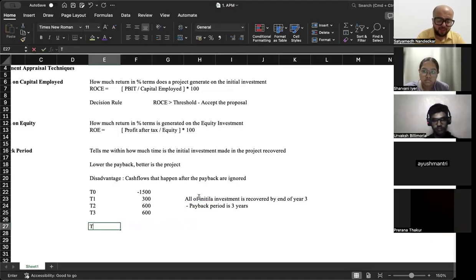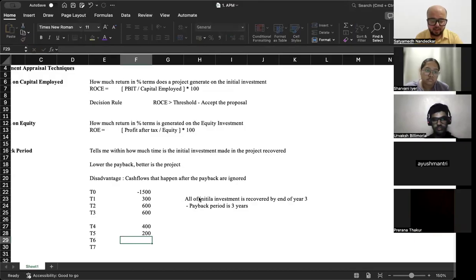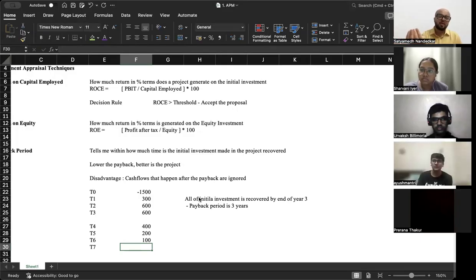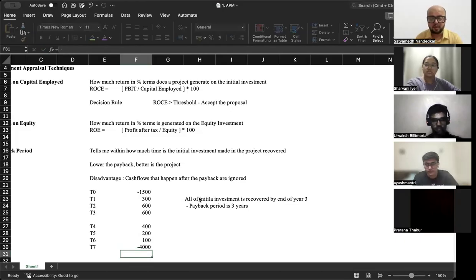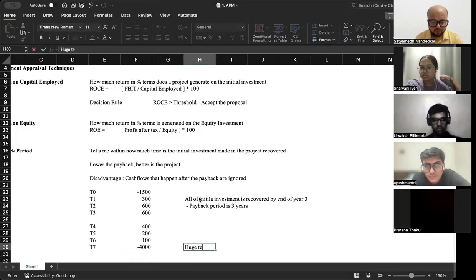But there might be cash flows that continue in the project after year 3, and you should be aware of these. In T4, you might have 400. In T5, you might have 200, then another 2, then another 100. And at the end of the project, there is a possibility that there is a huge terminal cash flow that you might have to incur. Now, what kind of a cash flow could this be? Say, for example, you are involved in setting up an oil extraction plant in the sea. And for some reason, the government has increased the cost of site restoration and cleanup. And this amount turns out to be 4000. Huge terminal cash flow.